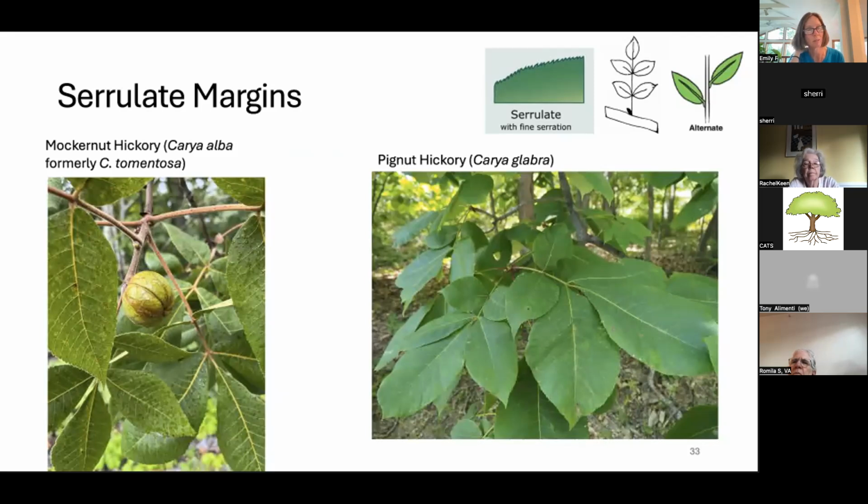The situation with nomenclature, or naming convention, is that the person who identified it first gets priority, and anybody who named it later on and didn't realize it had been previously named, their name sort of falls off to the wayside. I prefer tomentosa because it's more descriptive, but we are where we are. Pignut hickory is the one that's next to it. You can see it's Carya glabra, and we talked about glabra meaning smooth or hairless, and this is completely smooth or hairless, and so is the twig underneath. So it's very easy to tell these apart.